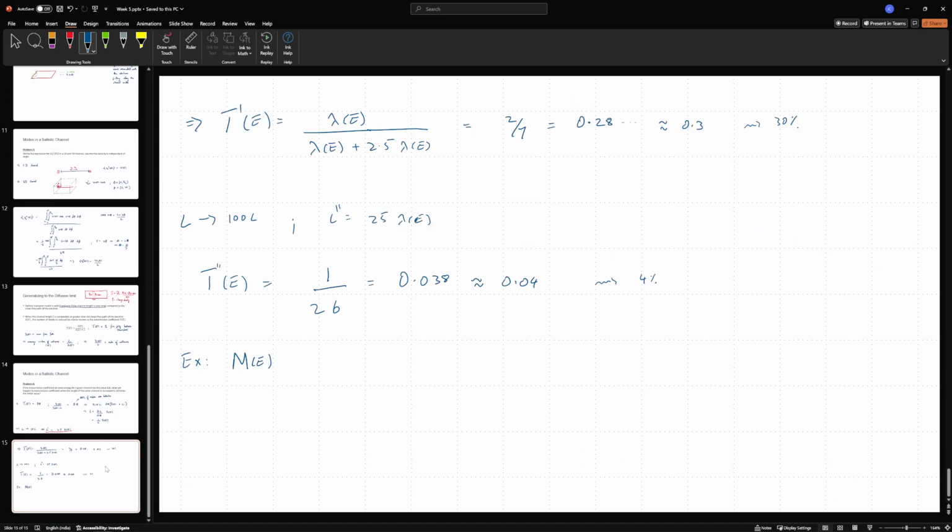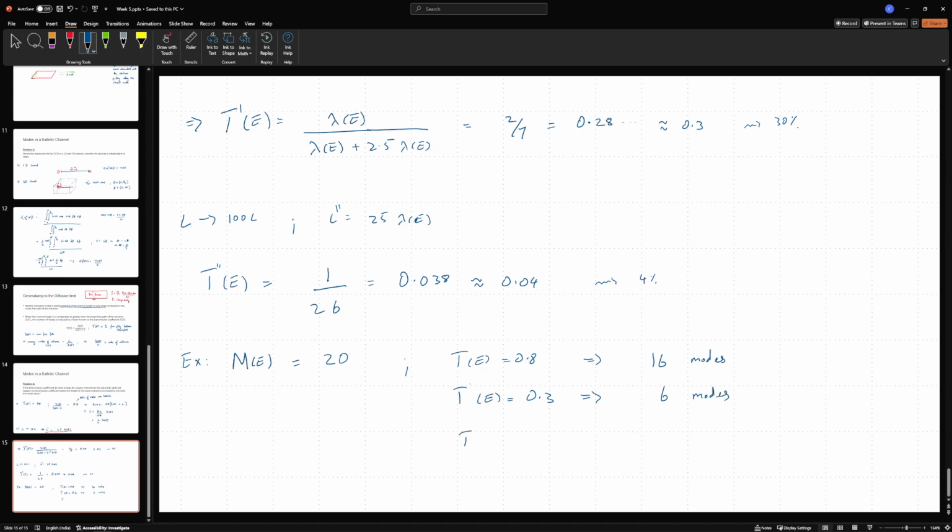So if I say M of E at that same energy level is, say, 20, then at our initial length, T is equal to 0.8 will tell me that there are 16 channels, 16 modes available at this energy. Now T of E equal to 0.3 would tell me there are only 6 modes available.